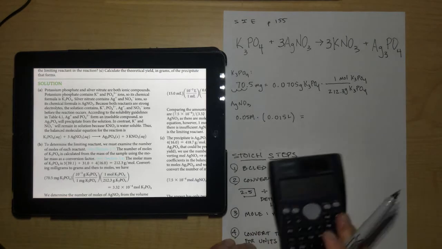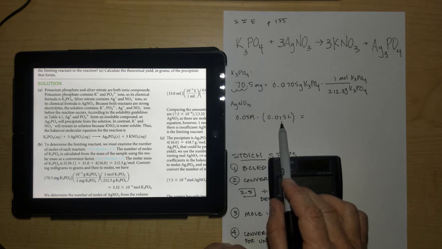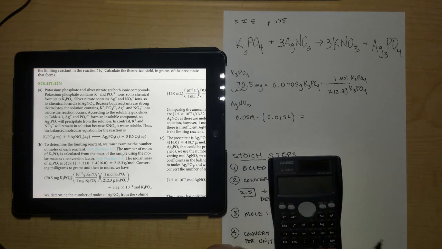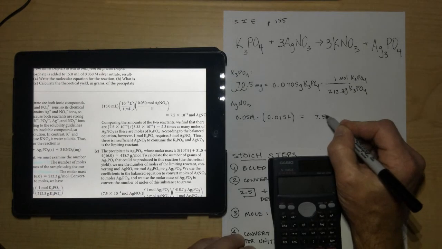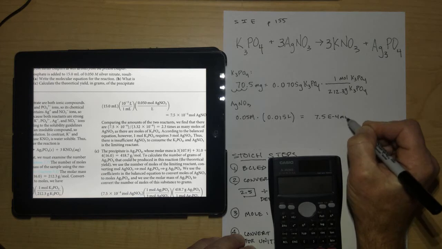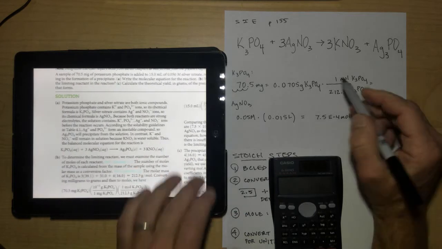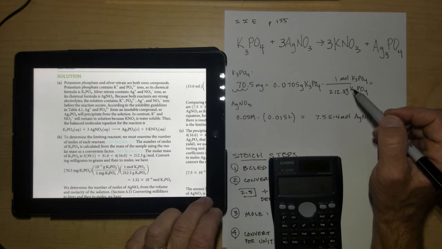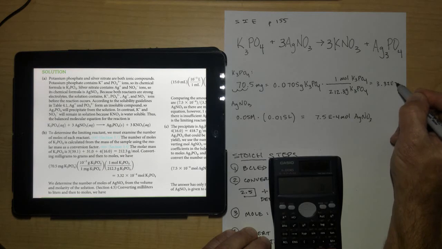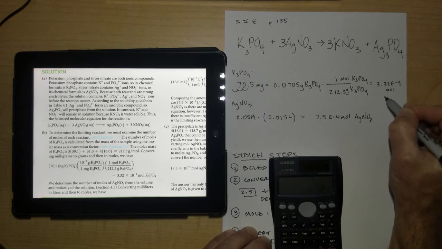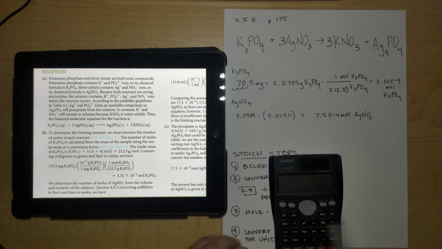And then in the bottom right here we have 0.05 times 0.015. And let's see, I think we get 7.5 times 10 to the -4th moles of the AgNO3. And then up here, taking this number divided by 212, we end up with 3.32 times 10 to the -4th moles of the K3PO4.